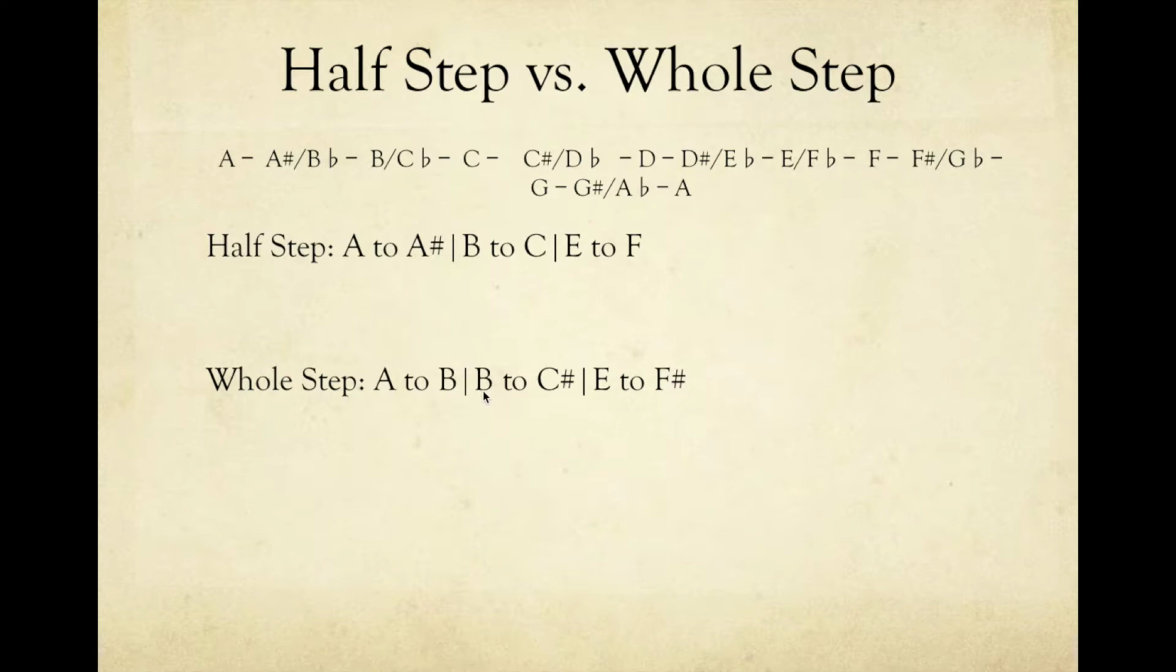A whole step starting at A is two notes over. So a whole step up from A, 1, 2, would be B. A whole step up from C, 1, 2, would be D. A whole step up from E would be 1, 2, F sharp.